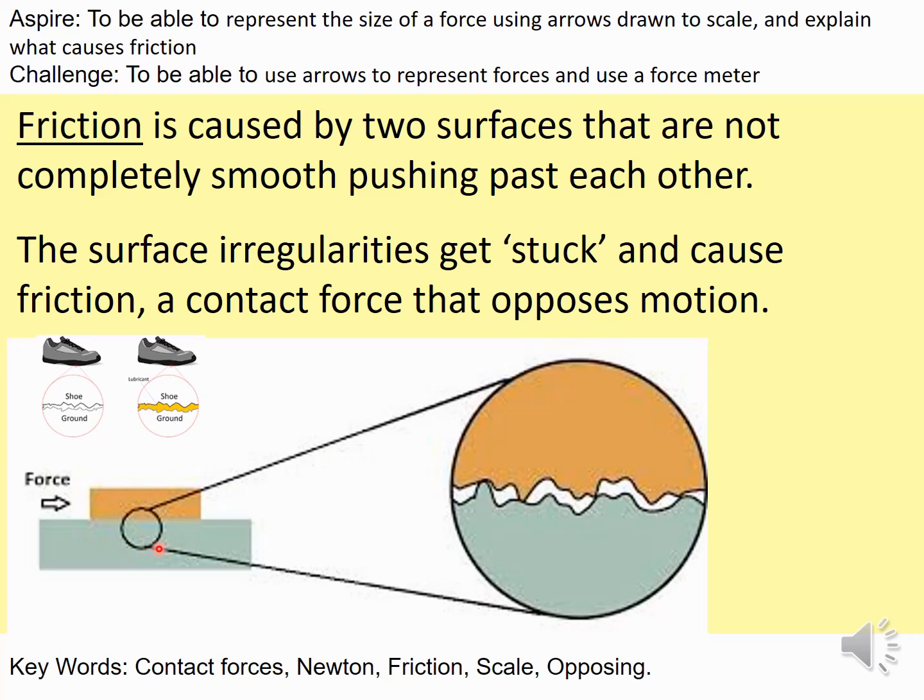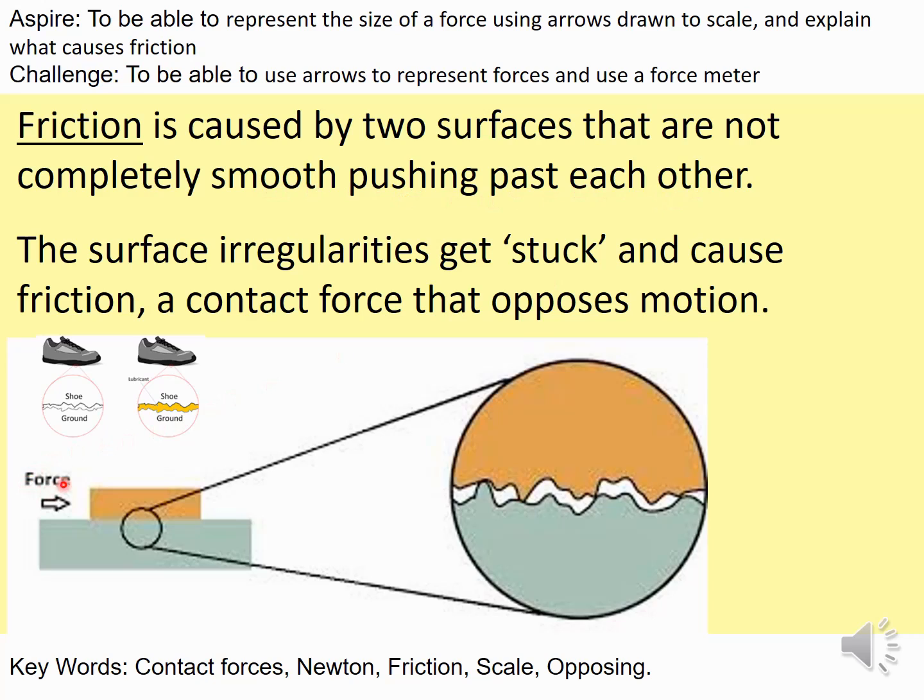They may look quite smooth, but when you look at them under a microscope, you see that the surface of the brick is actually quite rough. The surface of the concrete is actually quite rough. So you can see that they interlock, and we are describing here the friction and how it occurs. So let's look at that. Friction is caused by two surfaces that are not completely smooth pushing past each other.